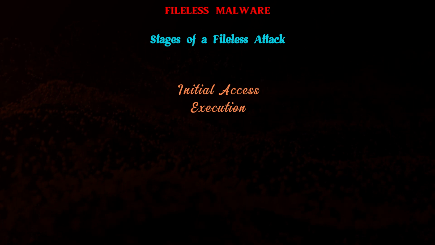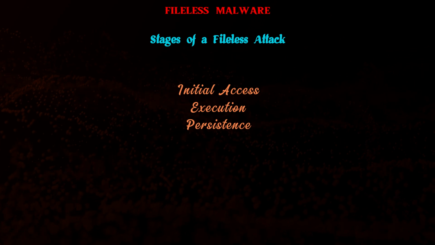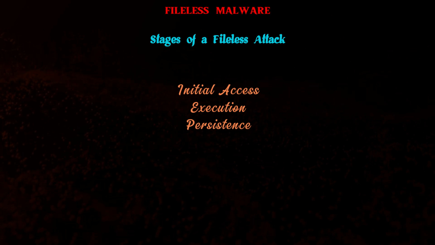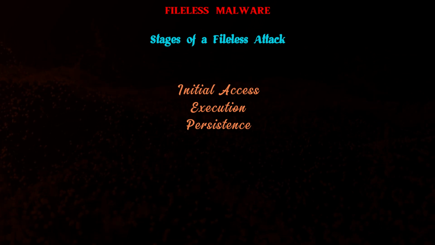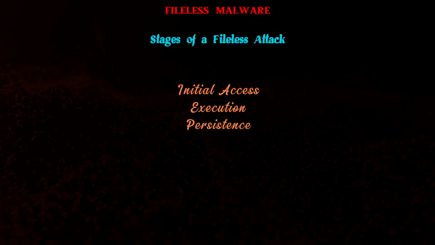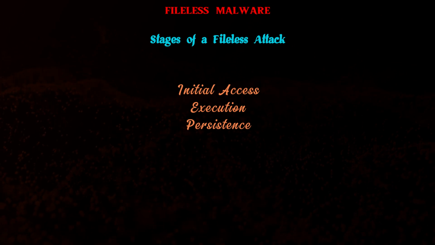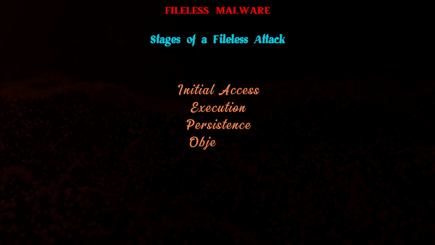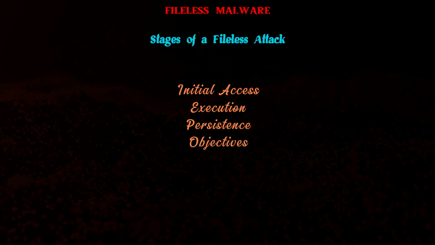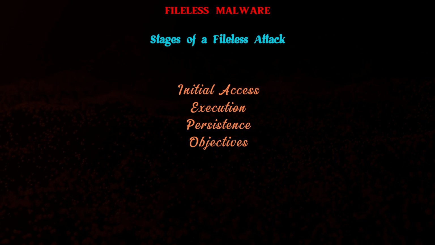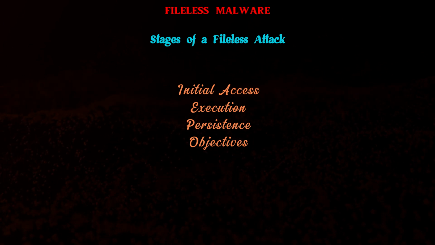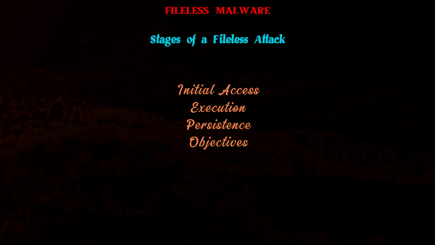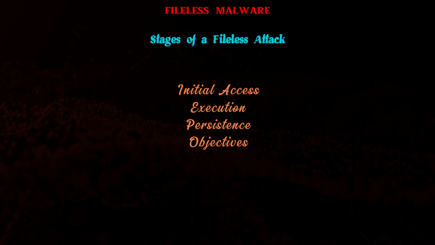run PowerShell commands. Persistence. Once malware gains access to a target system, it wants to maintain that access. Adding autorun keys to the Windows registry is a common means of achieving persistence, and can be accomplished without writing code to disk. Objectives. Malware is designed to accomplish some task. Fileless malware may attempt to steal credentials, encrypt files, download additional malware, or perform some other malicious activity.